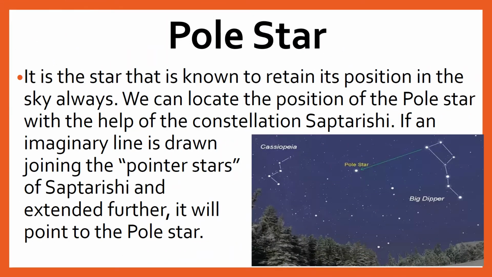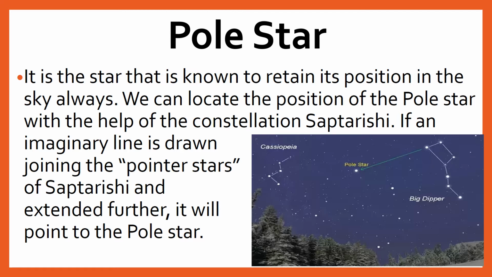Now let's understand what the pole star is. It is the star that is known to retain its position in the sky always. We can locate the position of the pole star with the help of the constellation Saptarishi.